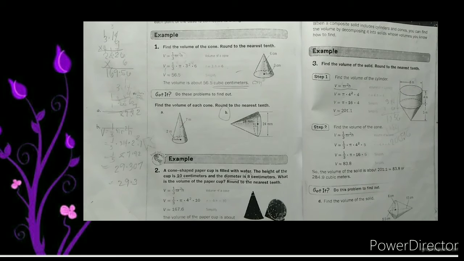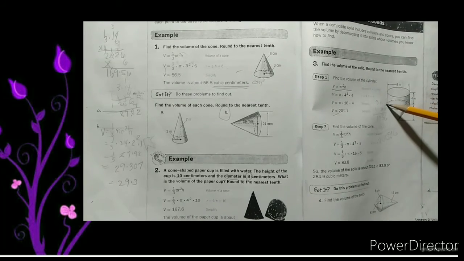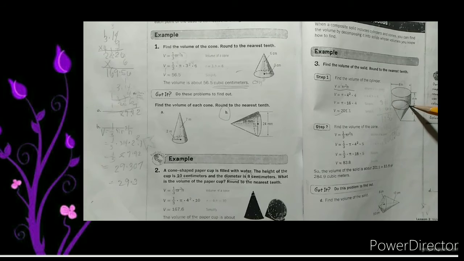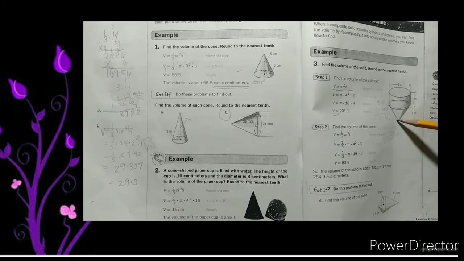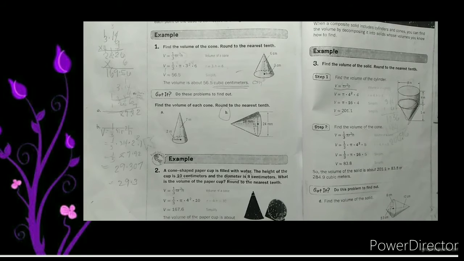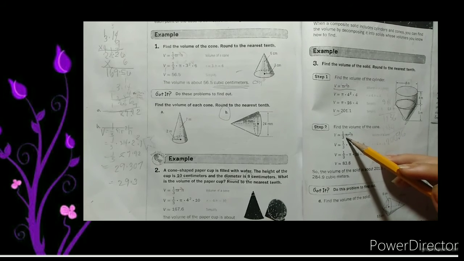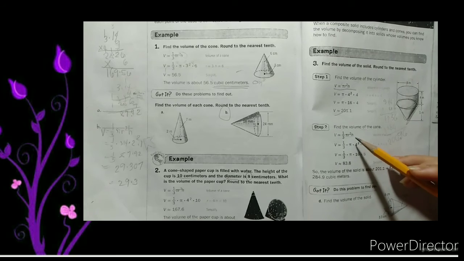So next you will find the volume of the cone. Because it is a composite solid, you will decompose the solid. The formula on how to find the volume of the cone is 1/3 times pi times radius squared times the height.